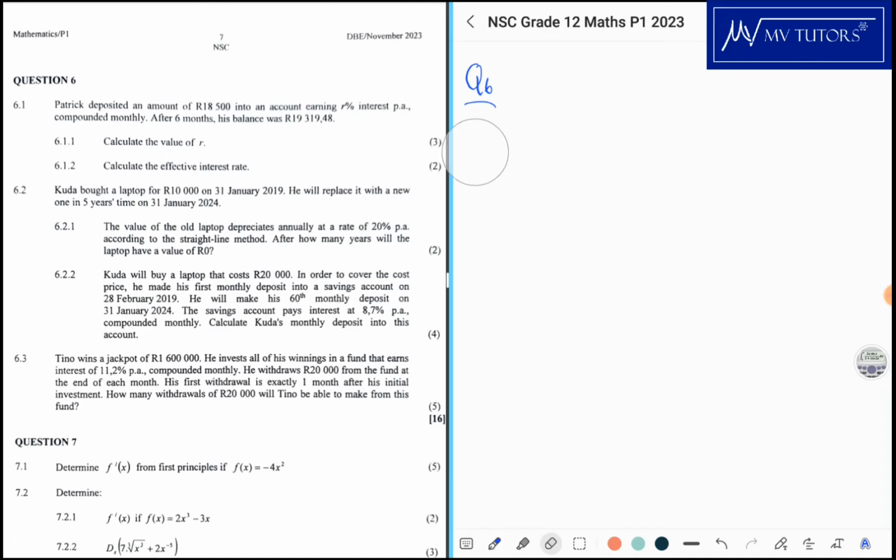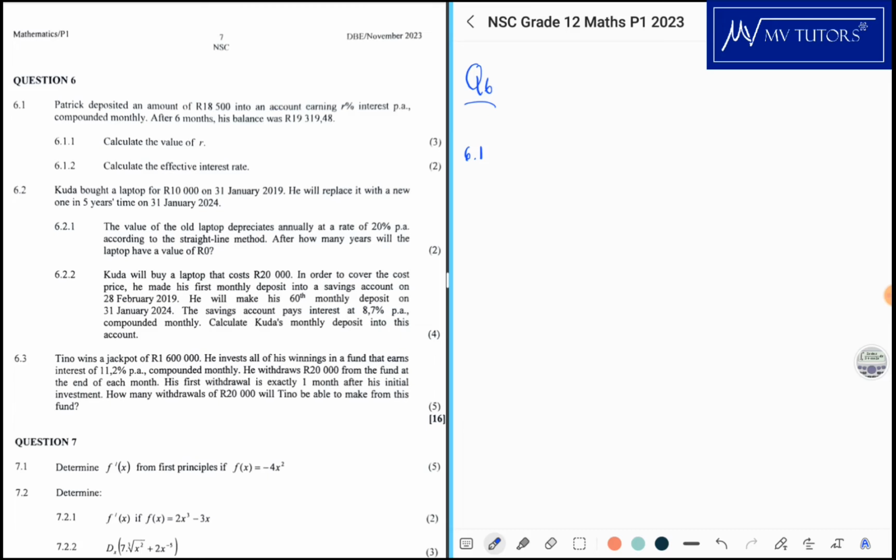Okay, so 6.1. Patrick deposited an amount of 18,500 into an account earning R% interest per annum compounded monthly. After 6 months, his balance was 19,319 Rand and 48 cents. Now, for 6.1.1, calculate the value of R.